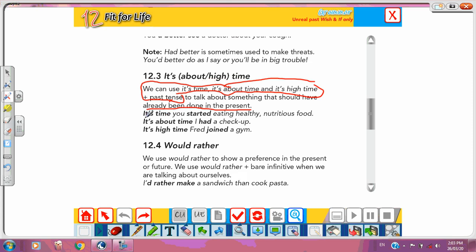Okay, look here, it's time and past simple. It's about time I had a checkup, that I should do this in the present, and then I have what, past simple. It's high time, and then again past simple. Very good. So these three words, it's time, it's about time, and it's high time, what comes after it? A verb in the past simple. Very good. So you have to know that what comes after these three words is a verb in the past, to talk about something that should have already been done where, in the present.